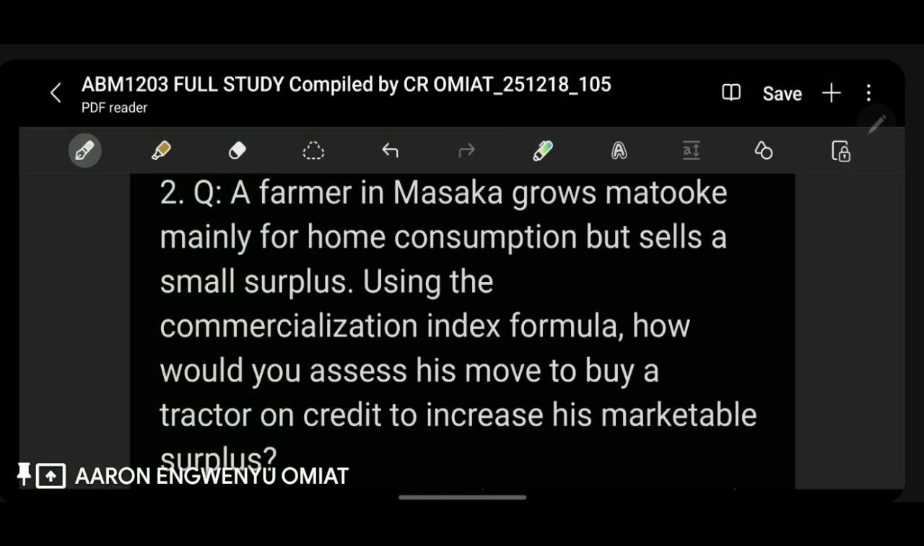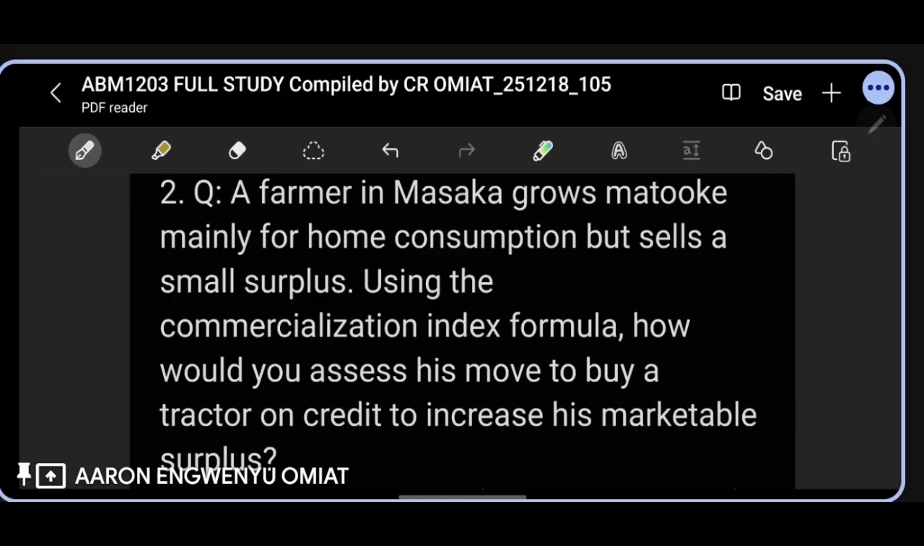Yeah, which one is the commercialization index formula? So remember, commercialization looks at two aspects: input commercialization and output commercialization. Output commercialization is simply output sold divided by total output produced. Then input, I think, is input bought divided by total input. Yeah, I think that's it, I believe.